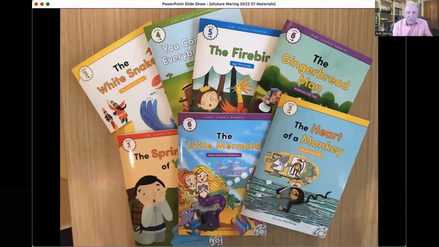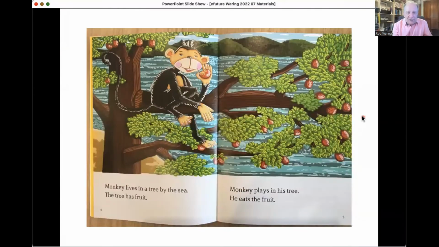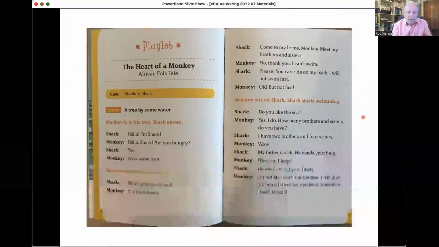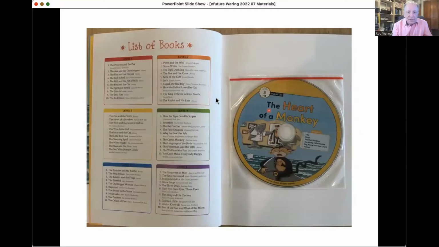If we look, for example, at this series, you can see it starts with the characters and some key vocabulary. We then have the story itself. At the end of the story, there's a little playlet, a little play for the students to practice, and they can retell the story. This is a good way to recycle the story, and the students can act out the play in class. And there's also a story review where maybe they can talk about the story themselves. There's some prompts here, and there's a list of all the books, and if you want, there's a CD available for these books as well.